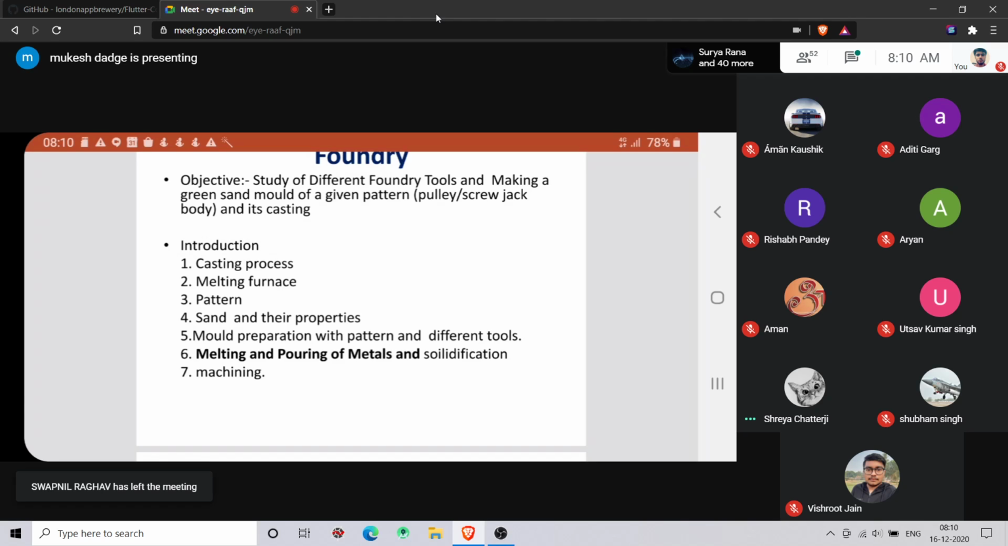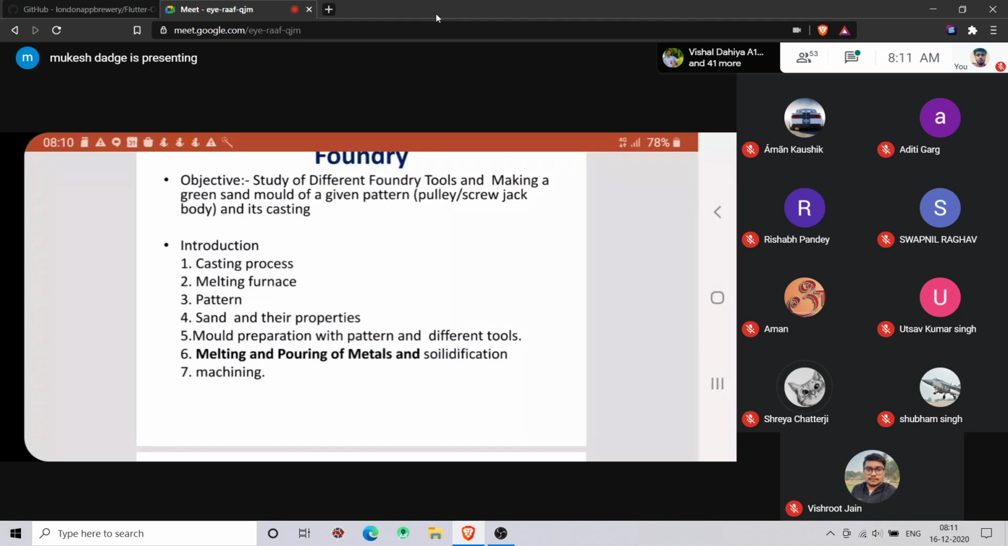I will show you the videos, how to melt it and how to pour it. So this is virtual. As far as your practical file is concerned, you just have to write how to operate the induction furnace, how you are getting the melting, and how to pour it.